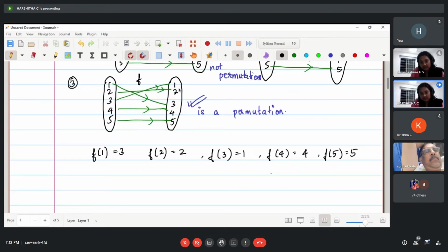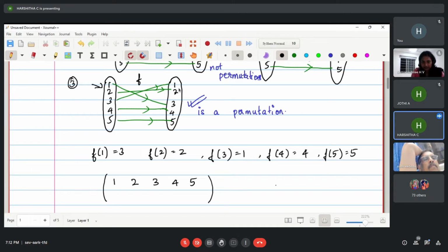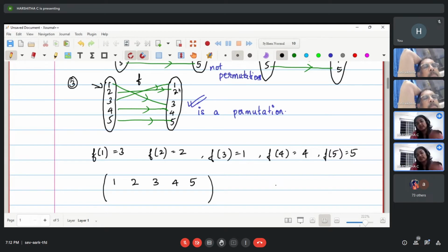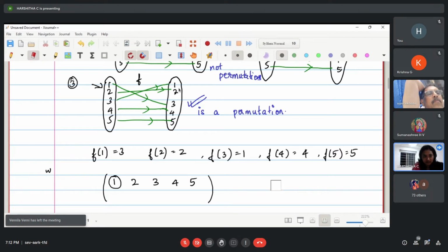So usually we just represent it in a much simpler way. So what we do is we write two rows of numbers. So the first row is just 1, 2, 3, 4, 5. So whatever you see here in the domain, that is what we are writing in the first row. And second row is the image of the element in the top row under this bijection f. A common way of representing a permutation.